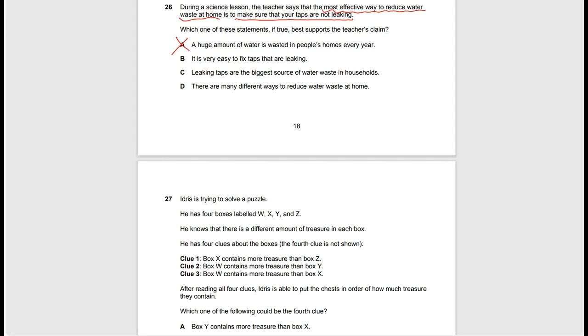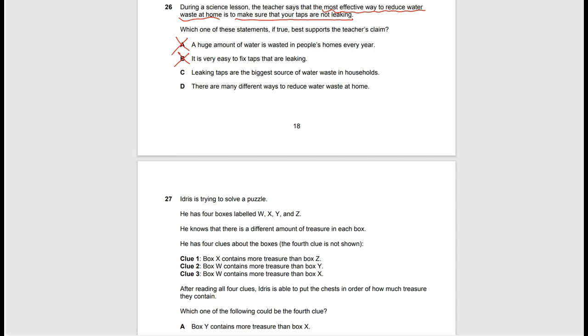So it's not necessarily A, because it's not supporting the claim that stopping taps from leaking will reduce water waste. But it could be a true fact. Let's look at B. It is very easy to fix taps that are leaking. We don't know. We might have to call in a plumber because there could be a big issue with a tap that we don't know how to fix. It might not be B. We don't know how easy it is.